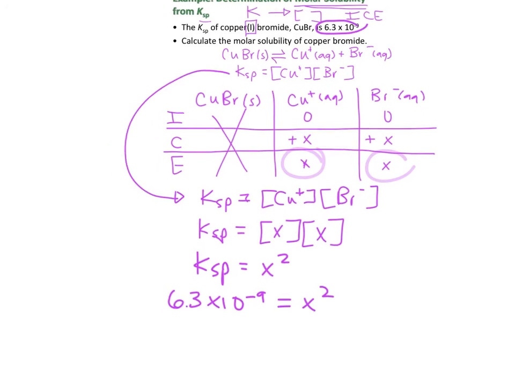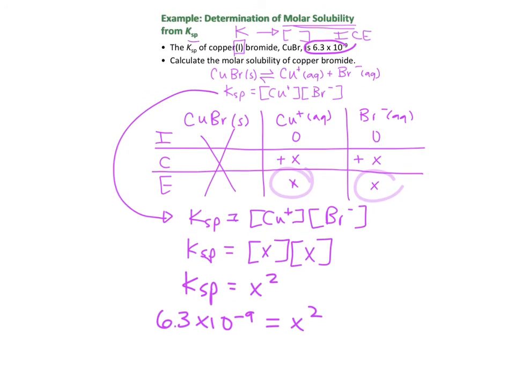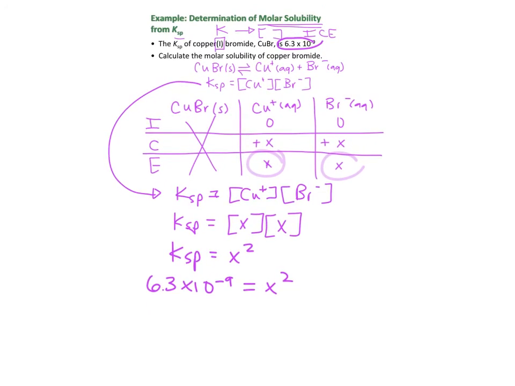And to solve for x, we are just going to square root both sides. So I'm going to square root that side, square root that side. Square root takes away that squared, and then what you end up getting is x. So I just flipped it around so it actually looks like a math equation. And then I'm going to use my calculator and take the square root of that 6.3 times 10 to the -9th. And what you should get is 7.9 times 10 to the -5th molar.